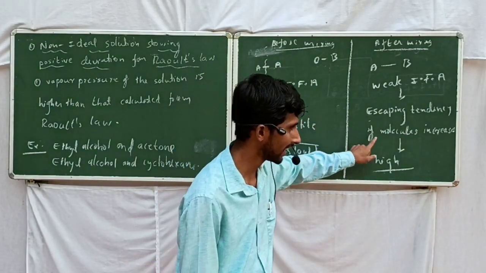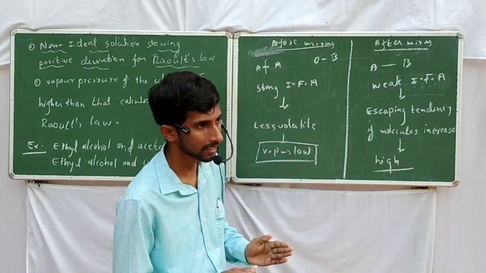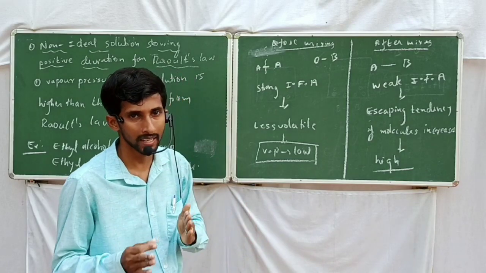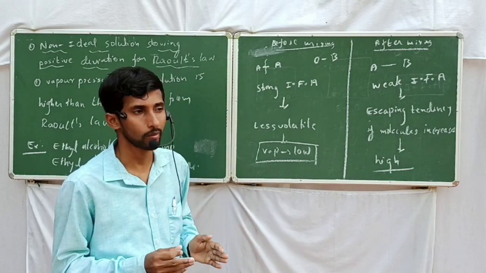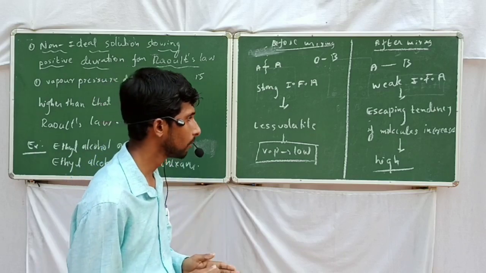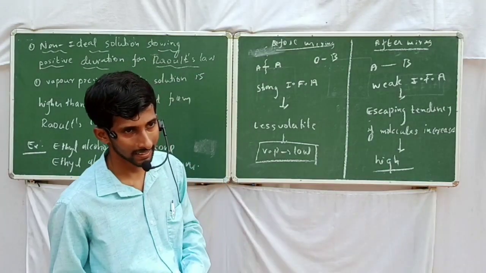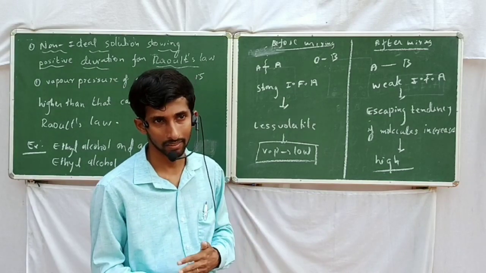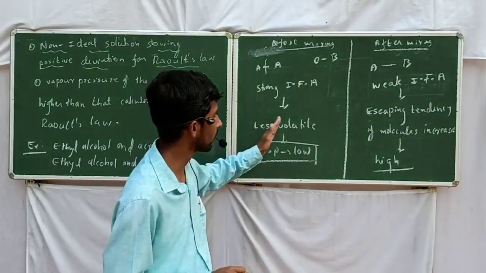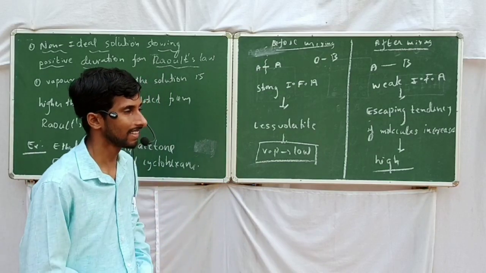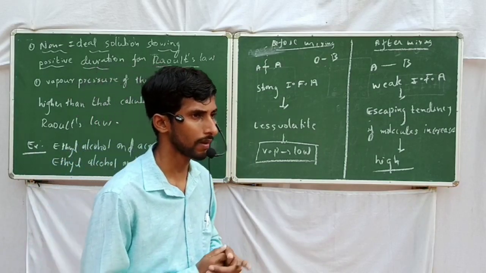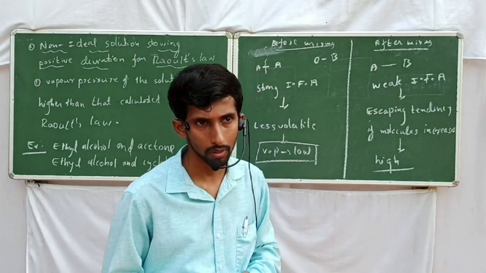So clearly, the intermolecular forces of attraction decrease. We already discussed one relation between vapor pressure and intermolecular force of attraction: if intermolecular forces of attraction decrease, vapor pressure increases. So this is the main reason for the positive deviation from Raoult's law, the decrease in the intermolecular forces of attraction between the molecules due to mixing.